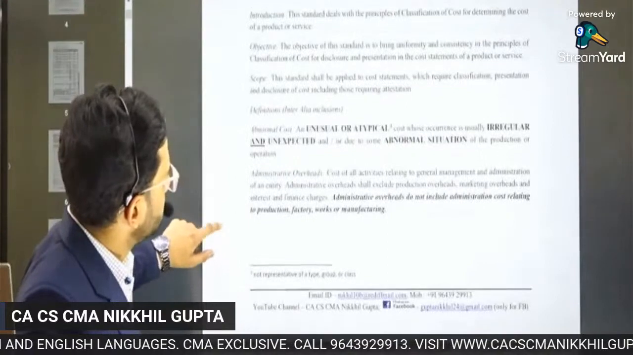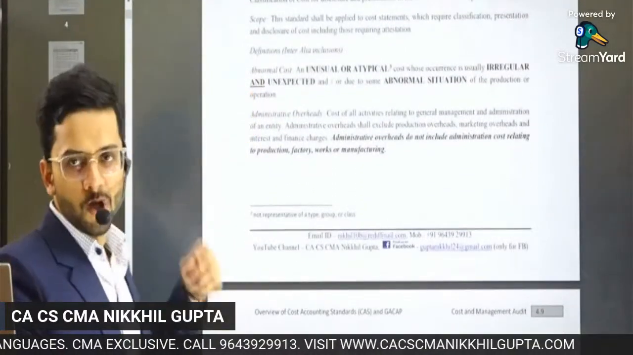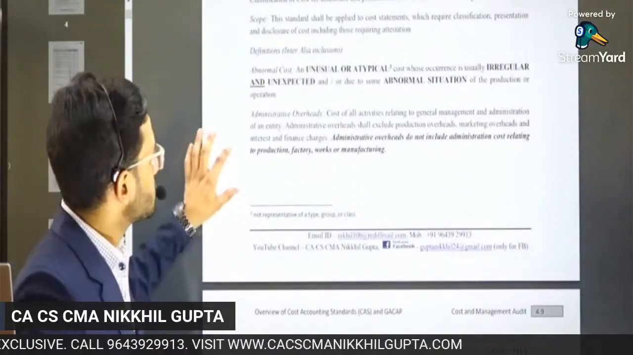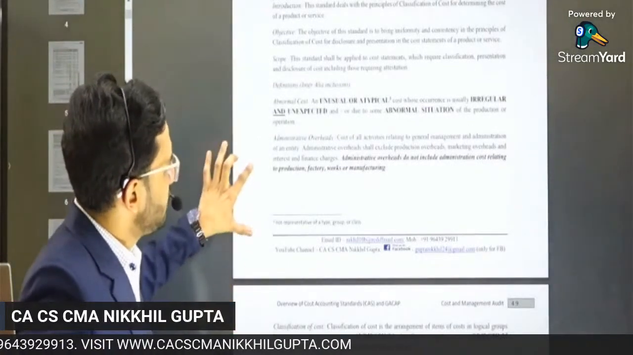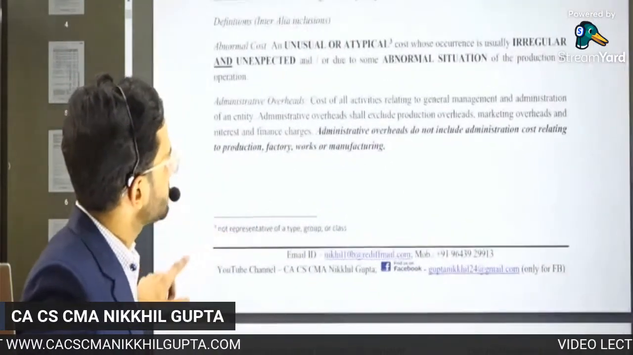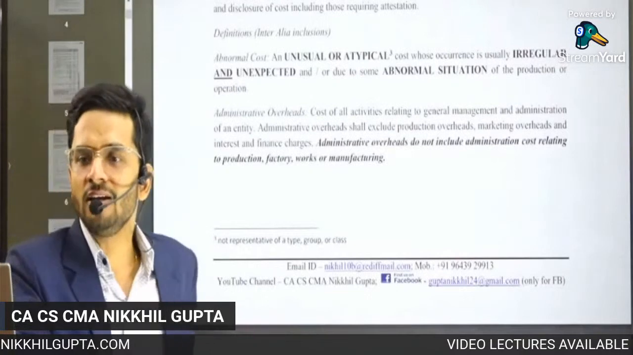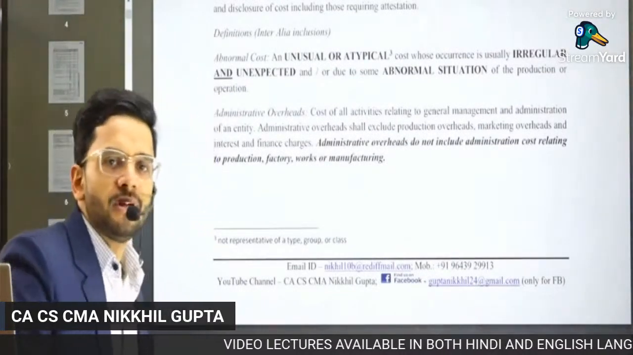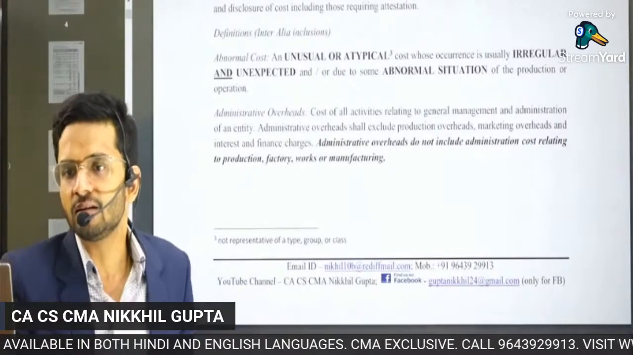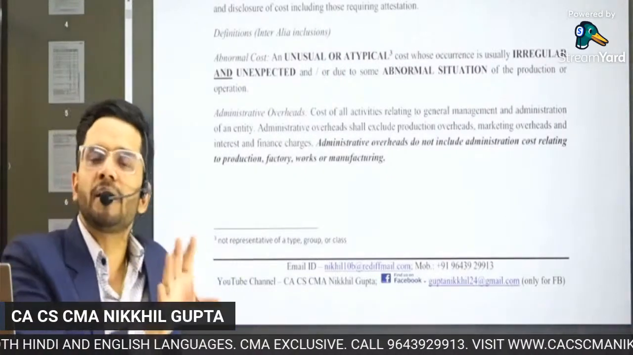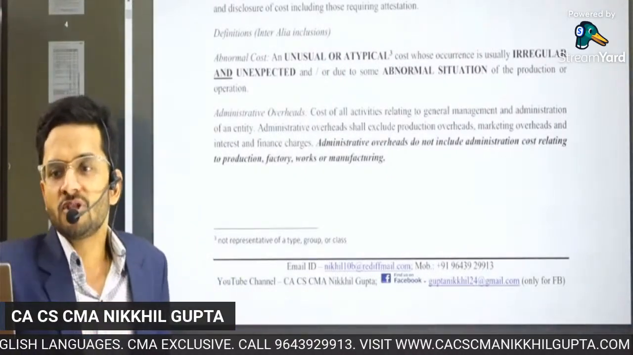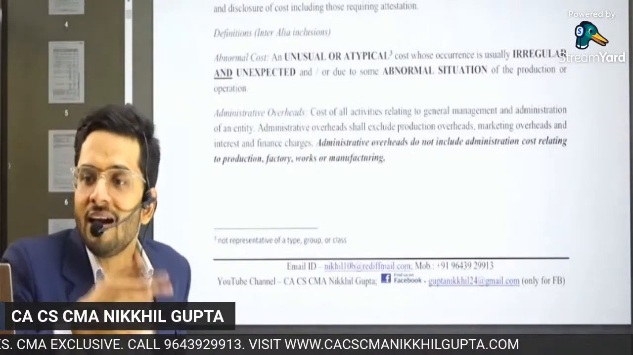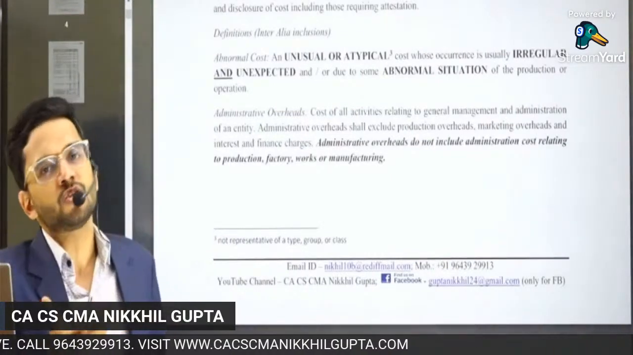Some basic stuff like, what do you mean by abnormal cost? What is abnormal cost? Yes, these definitions are very, very important from an exam standpoint also, guys. Abnormal cost is an unusual or atypical cost. Atypical means it doesn't typically happen. It sometimes happens, sometimes it doesn't. So it is an unusual cost. It is not usual that this cost is being incurred. It is not a typical cost. It is an atypical cost which occurs in an irregular, unexpected and abnormal situation.